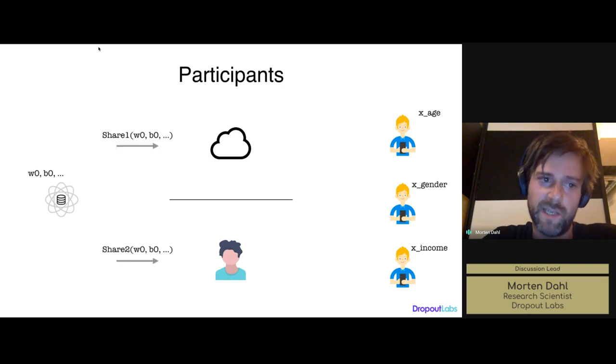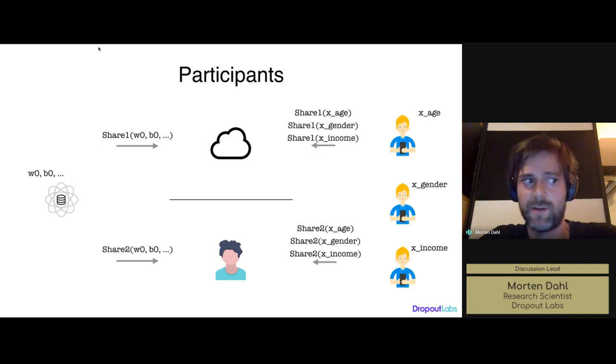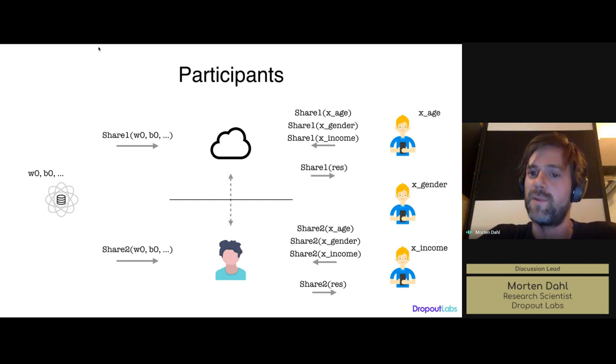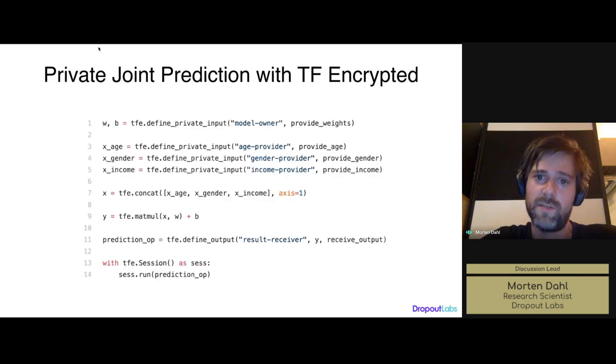So again, we're going to start by saying, okay, our model owner over here is going to send shares of his weights of the model to the service and the helper. And then each of the prediction clients are going to send shares of the features they have. We run a computation between them, and we get back a result. I think in this case, we're using a logistic regression model on these features. If we want to express this setup using TF-Encrypted, this is what it looks like.